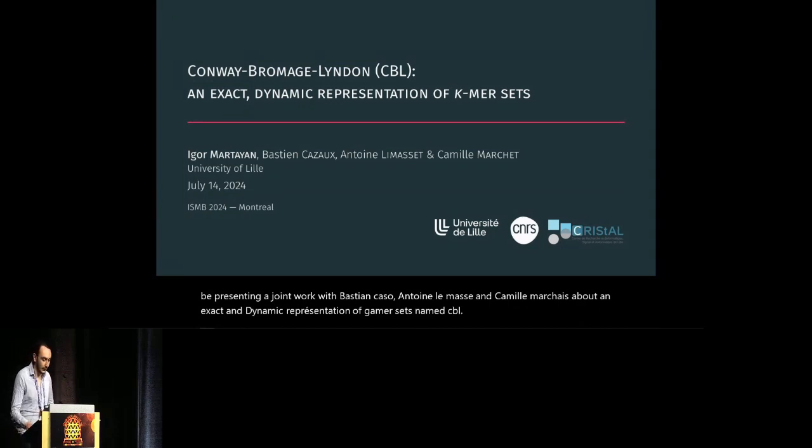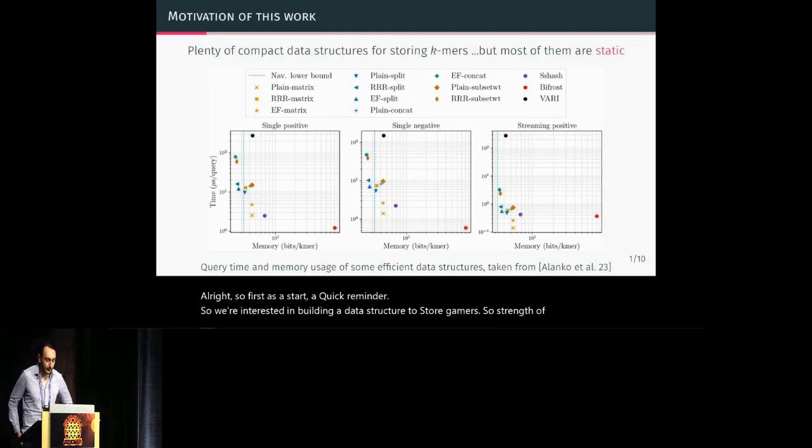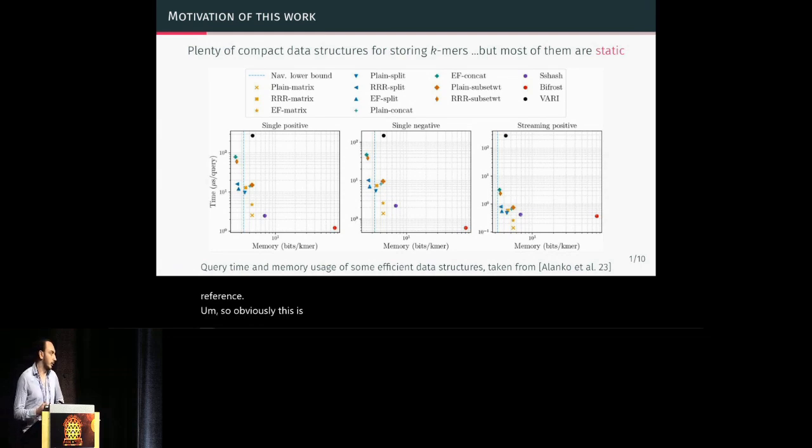All right. So first, as a start, quick reminder. We're interested in building a data structure to store k-mers, so strings of length k. And we want to be able, given such a string, to answer whether it's contained or not in our reference. Obviously, this is an essential building block in bioinformatics, and it's one of the core ingredients of many modern tools.